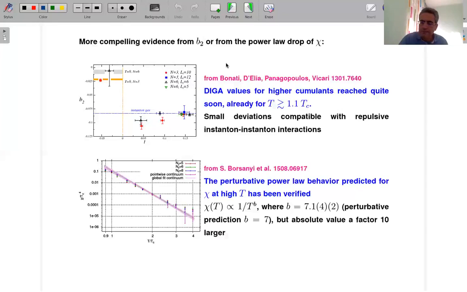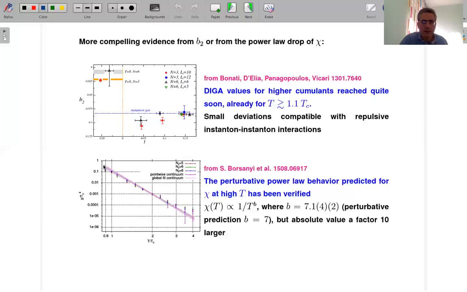And this puts the question of whether there is any relation between confinement, deconfinement, and the topological properties of Yang-Mills theories, and theta dependence. And I will discuss more of that later on.